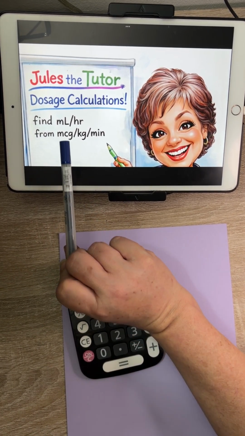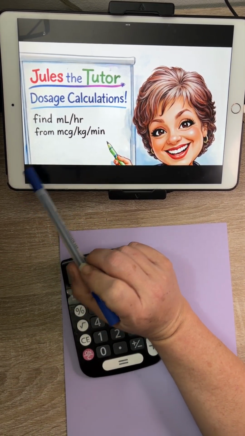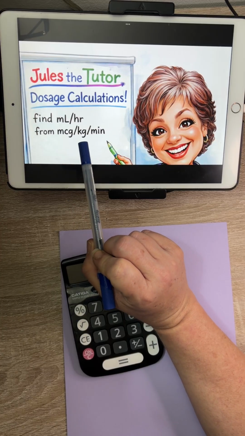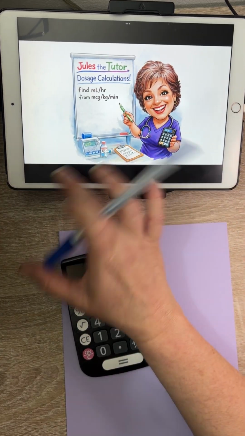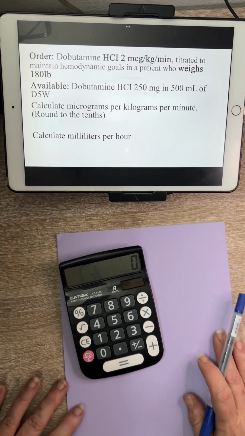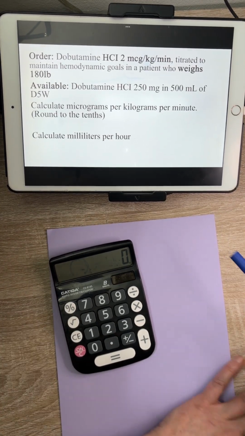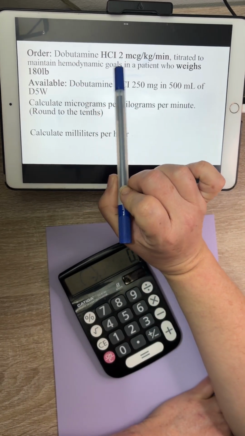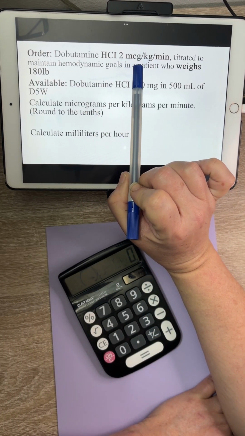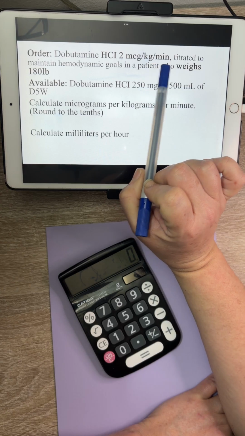Look what I got. You have to find the milliliters per hour from micrograms per kilogram per minute. We've got to do this. And you may want to have a beverage to take a swallow just in case you vomit in your mouth. But anyway, dobutamine, 2 micrograms per kilogram per minute. All right, go and take a swallow.